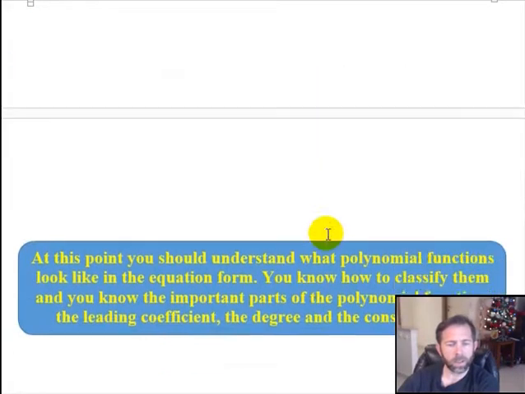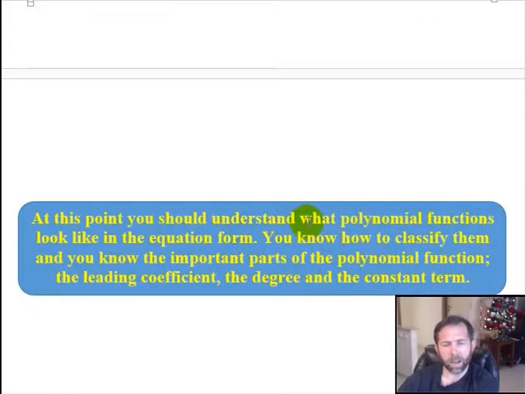All right, so now you should be able to identify a polynomial function in its equation form. You should be able to classify or name them, and also know the important parts: the leading coefficient, the degree, and the constant term. Any questions? Good.